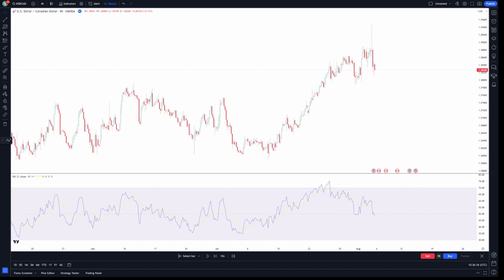So let's not waste any time. Let's get right into it. You'll see that the chart is very clean. There are no lines, there is no clutter on the chart whatsoever. We're going to draw some lines only for demonstration purposes, to make things easier for you.